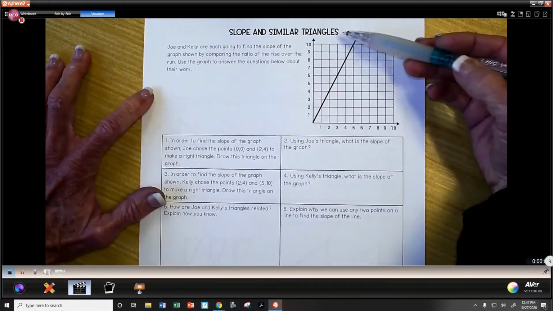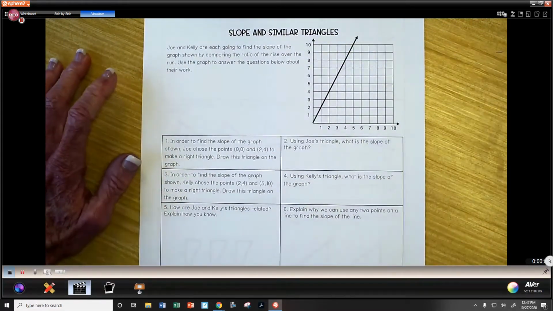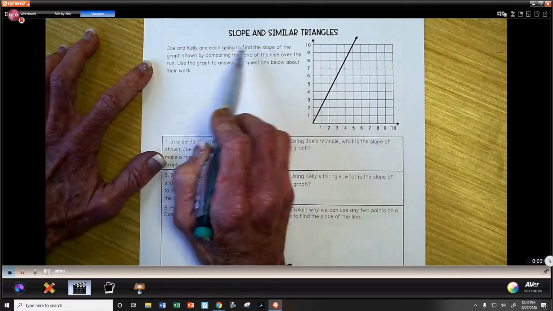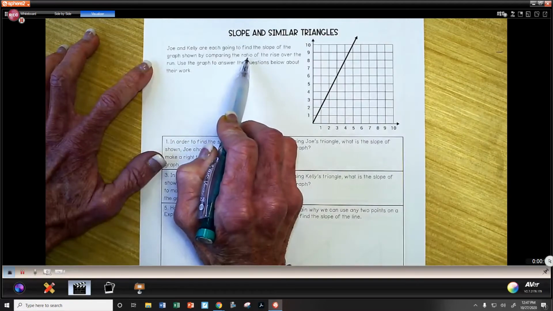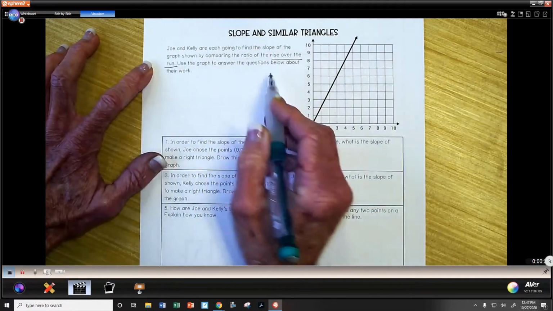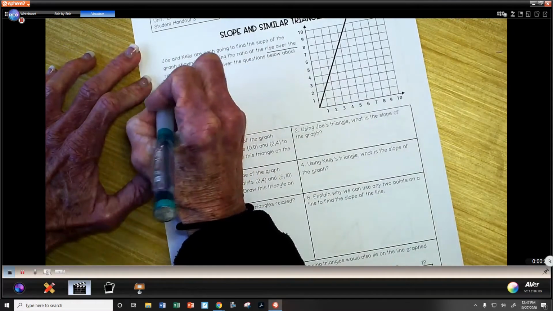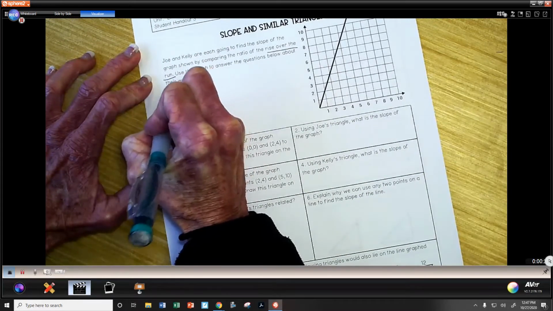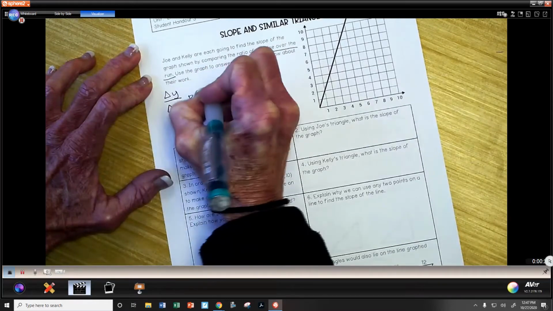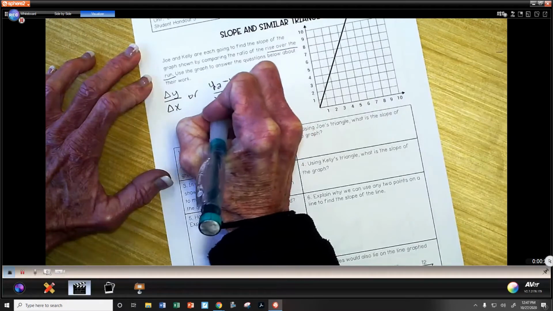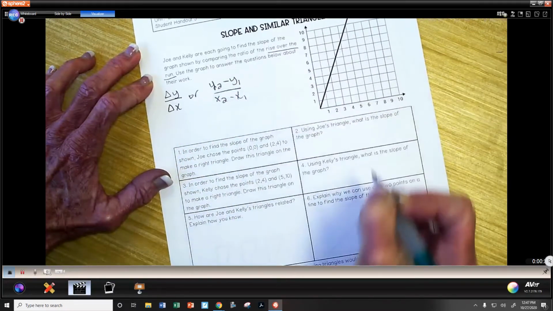Hi, today we're going to be doing slope and similar triangles. Joe and Kelly are each going to find the slope of a graph shown by comparing the ratio of the rise over the run. Now remember, rise over run is the same thing as the change in y over the change in x, or y2 minus y1 over x2 minus x1.